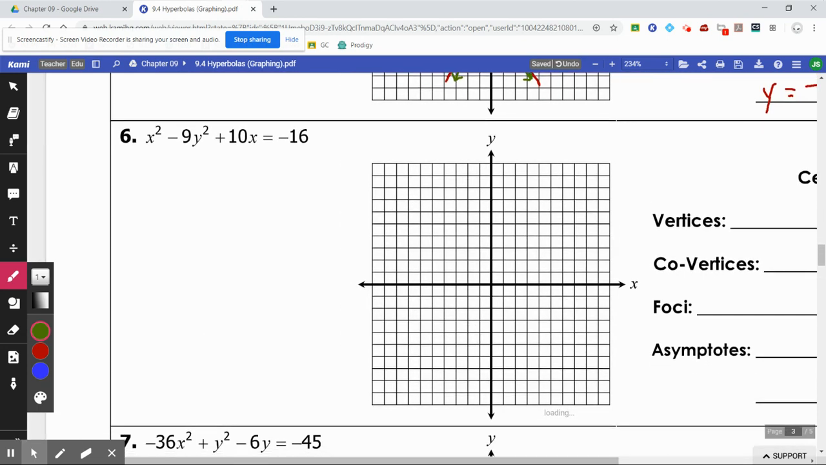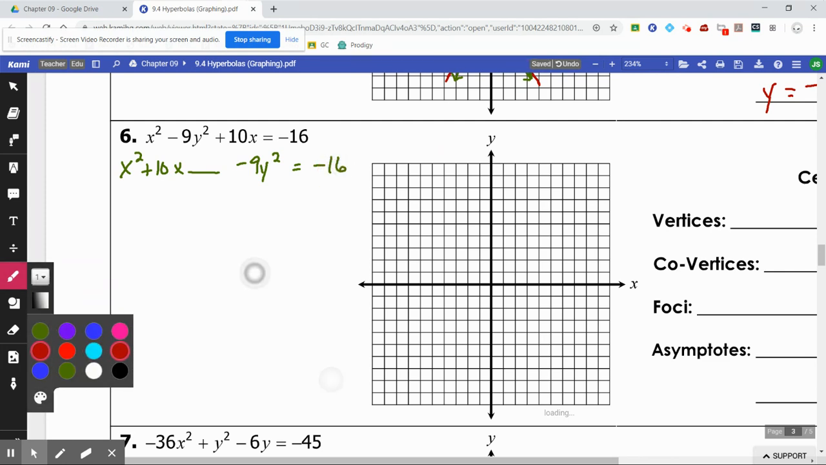Okay, the next one. Number 6. Now this one we're going to have to complete the square on. We've got 10x stuff. So what we're going to do, just a reminder, we group. So x squared plus 10x is grouped together. You can leave a space for completing the square. Put all your y squared stuff together. We don't have to worry about completing the square there because there's no y term. There's a y squared but no y. And then the constant you leave on the other side.